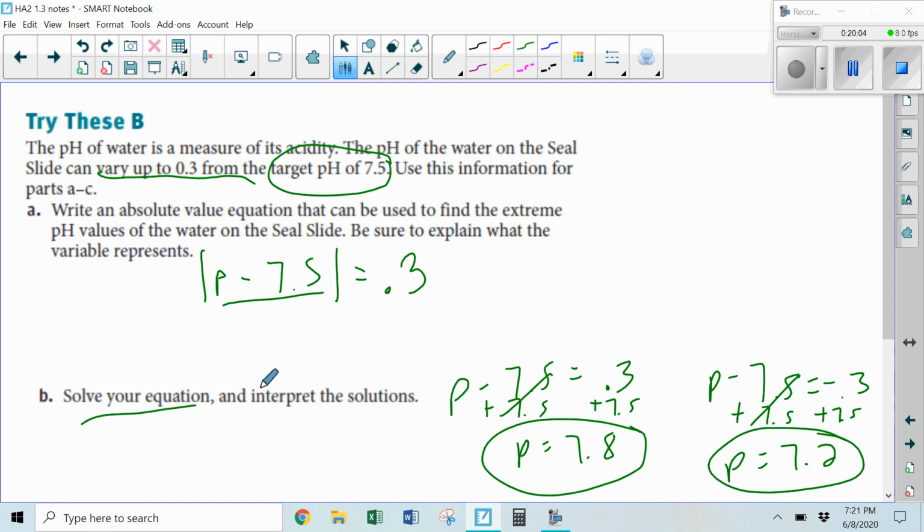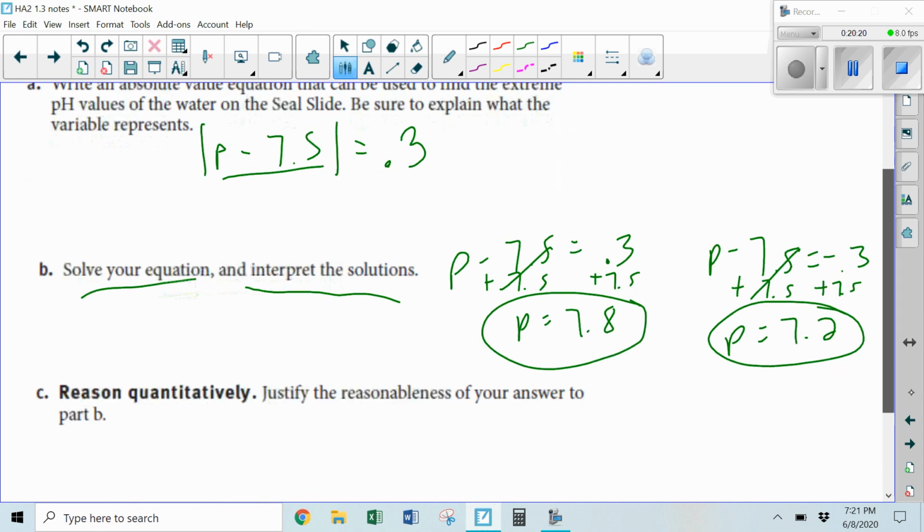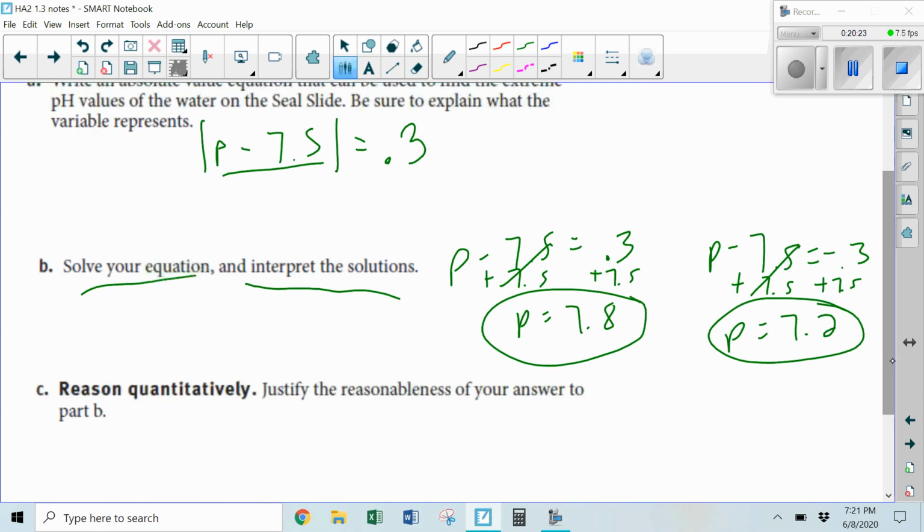So we've solved it. Now I need you to pause the video and interpret your solutions. Your interpretation should be something like the highest pH value accepted is 7.8 and the lowest pH value accepted is 7.2. Those are the extremes. C, justify the reasonableness of your answer to part B. So you're going to do that on your own.